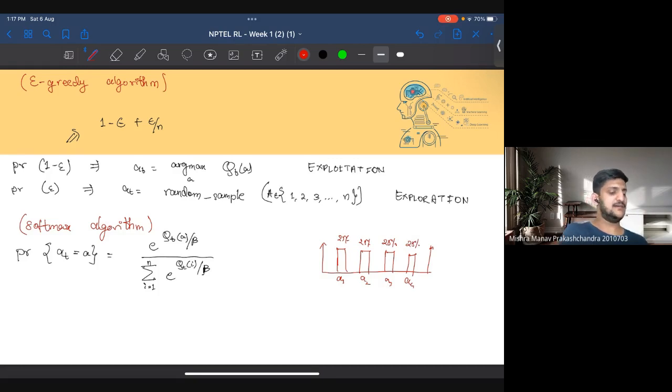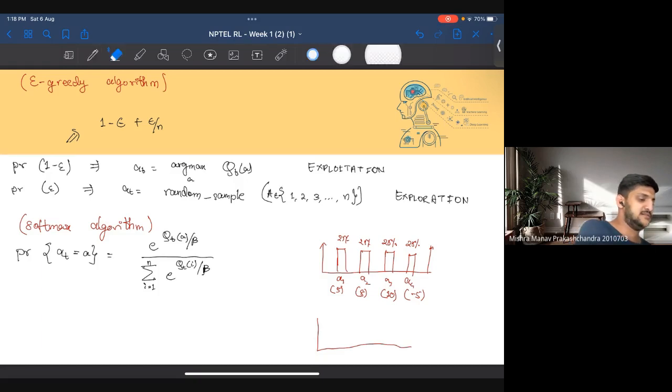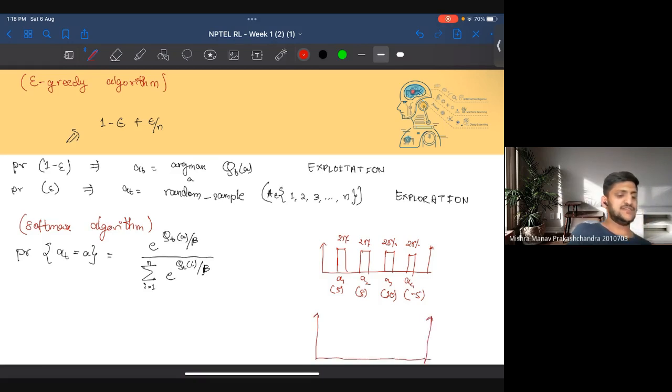Let's say I write the true expected reward. A1 has an expected reward of 5, A2 has 8, A3 has 10, and A4 has minus 5. With this, we know A4 is obviously bad. So if I sample it 1,000 times, I should expect to get a distribution which looks something like this.